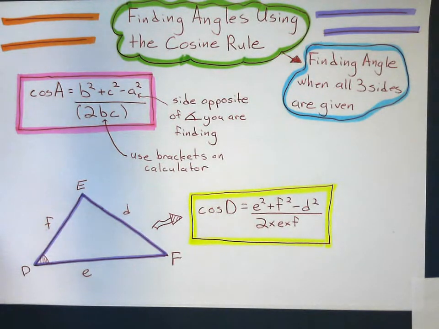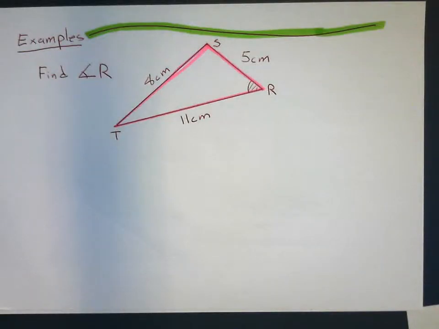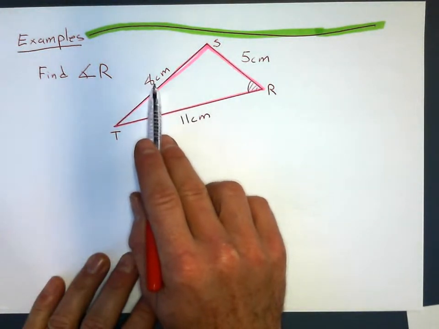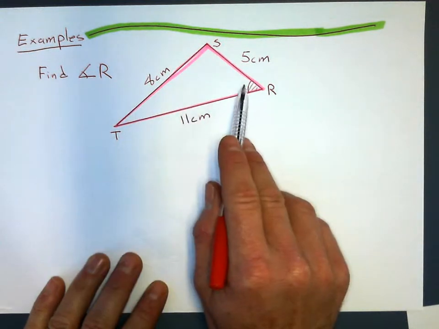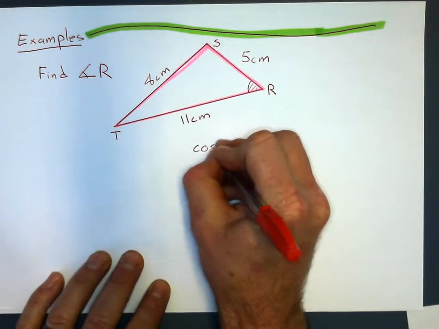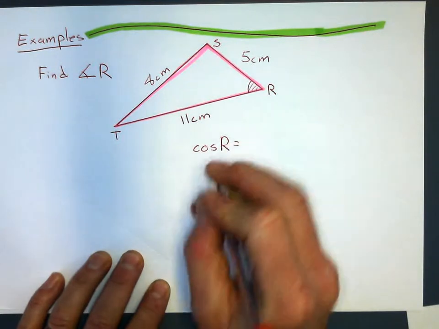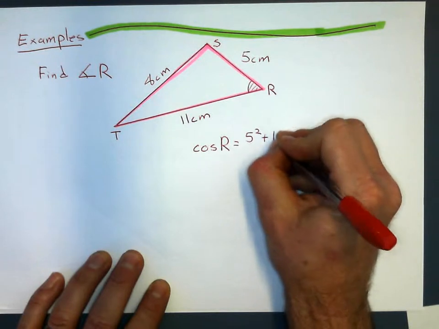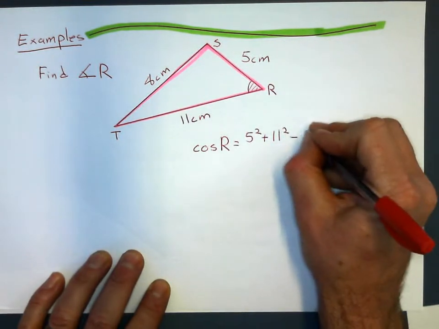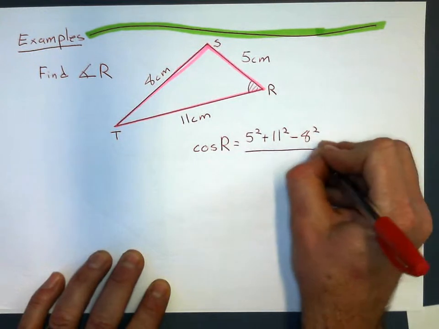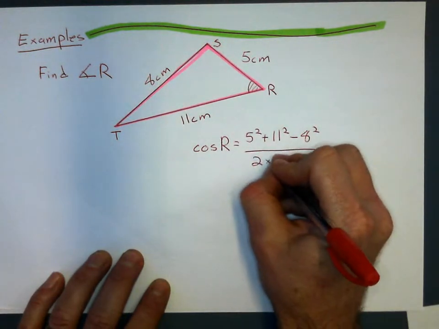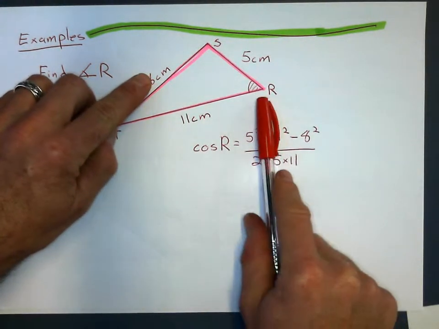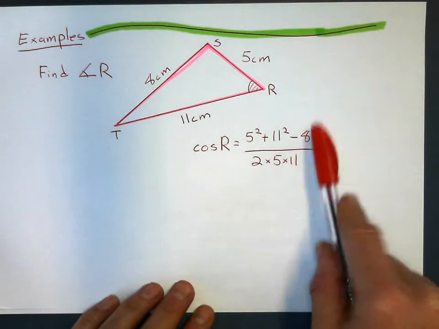Okay, let's try a couple of examples. So let's take a look at this one. First of all, that's going to be my side opposite right there. Given all three sides, want to find this angle here, so I'm going to say cosine of angle R is going to equal 5 squared plus 11 squared minus that 8 squared all over 2 times 5 times 11. That's my side opposite. That goes there.